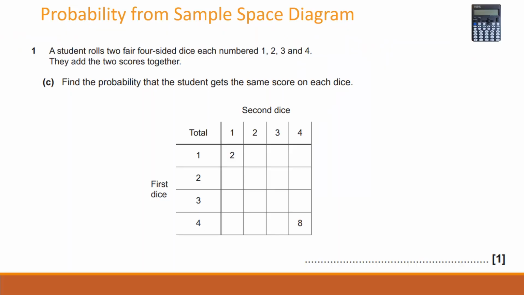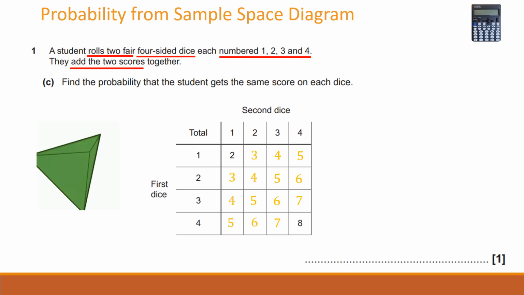This is a question on finding probability from a sample space diagram. In part A, you had to work out the values in the table. So you were told you had a four-sided dice and you had two of them. So you can see here the tetrahedron or the four-sided dice going round, and the sides would be labelled 1, 2, 3, 4. The totals were added and they were recorded in this sample space diagram.